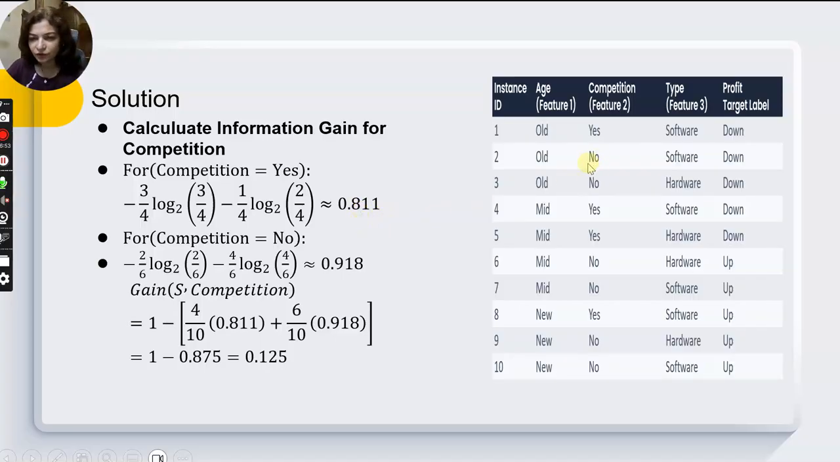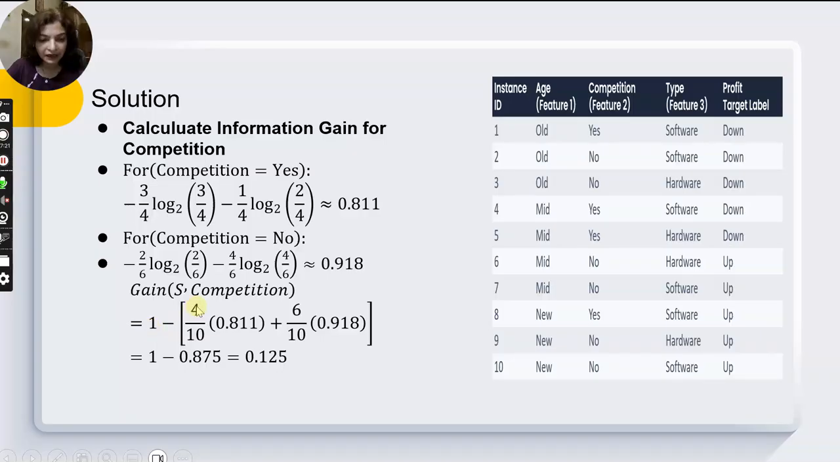Okay, now for competition is equal to no. We have no and down, no and down, no and up, no and up, no and up, no and up. So we have 2 downs and 4 ups. Therefore, entropy of competition equal to no is minus 2 by 6 log of 2 by 6 to the base 2 minus 4 by 6 log of 4 by 6 to the base 2, which comes out to 0.918.